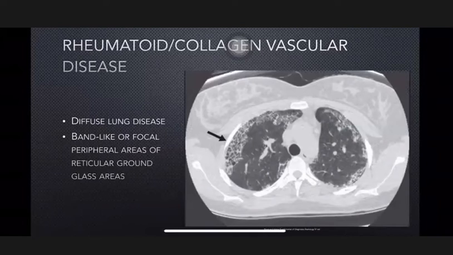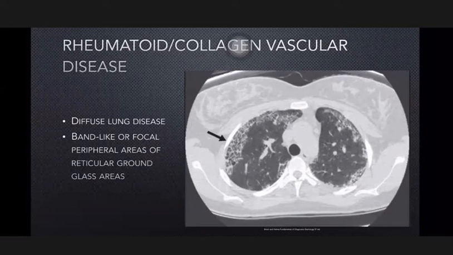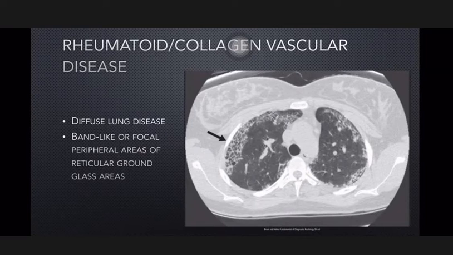And next is the rheumatoid or collagen vascular disease. It is usually seen in teen years and presents with diffuse lung disease, which is the most common pulmonary manifestation. A band-like or focal peripheral areas of reticular ground glass may precede diagnosis and may suggest this etiology. So this is a CT scan of a 17-year-old with polymyositis showing peripherally oriented reticular ground glass opacities. It is important to take note that idiopathic pulmonary fibrosis may present with a similar appearance, but idiopathic pulmonary fibrosis does not occur in children.